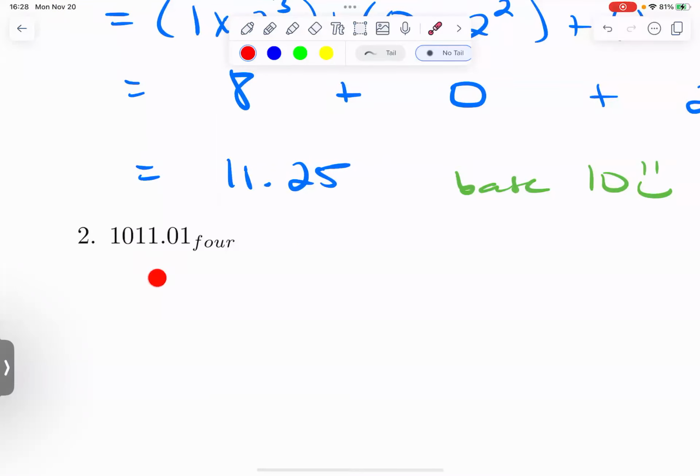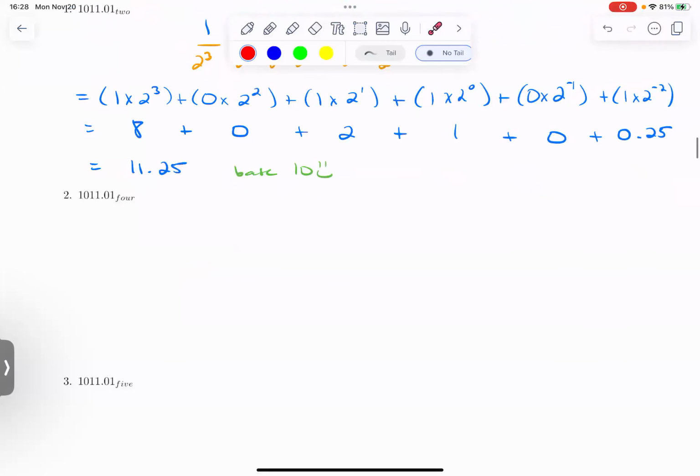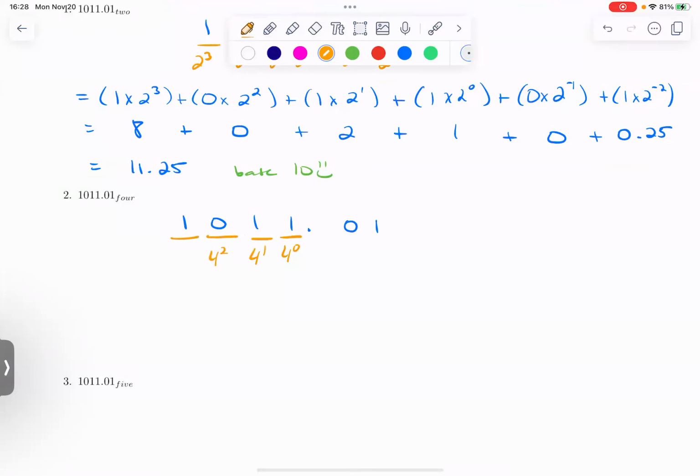What if we have the same value but base 4? We do the same thing, right? But with 4 as our multiplier. So same deal, 1011.01, 4 to the 0, 4 to the 1, 4 to the 2, 4 to the 3, 4 to the negative 1, and 4 to the negative 2.